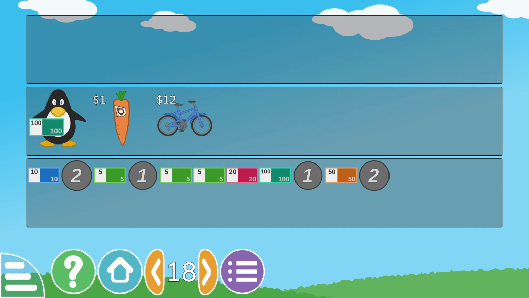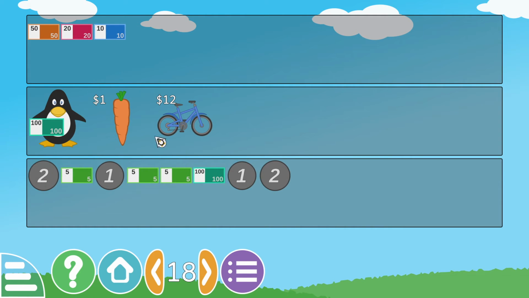And $13 with the $100 note. I've got to give 87 change. So 50, 70, 80, 85, 87.